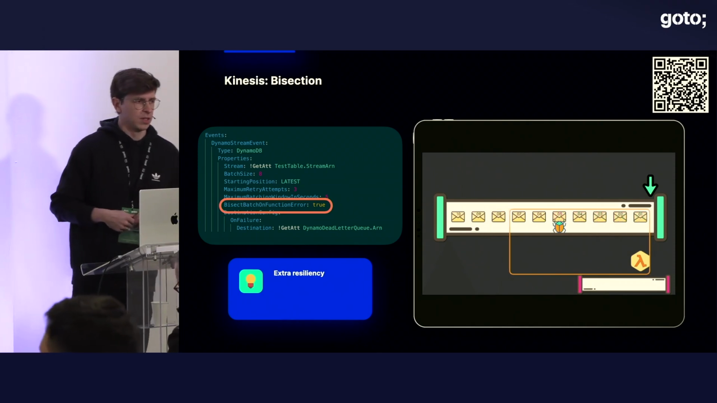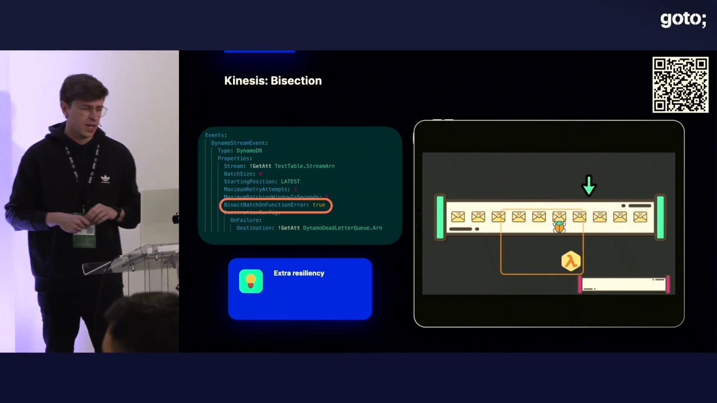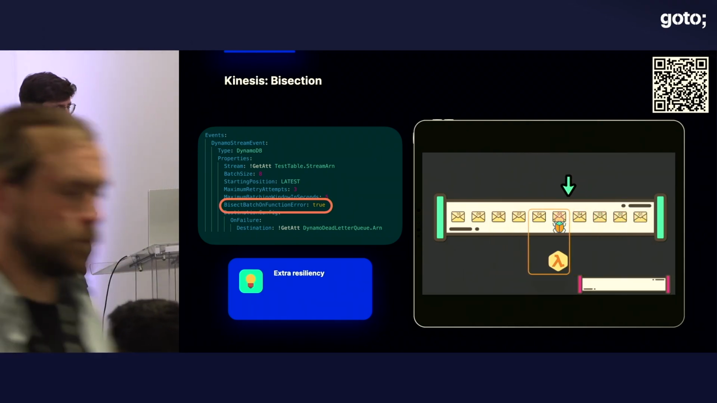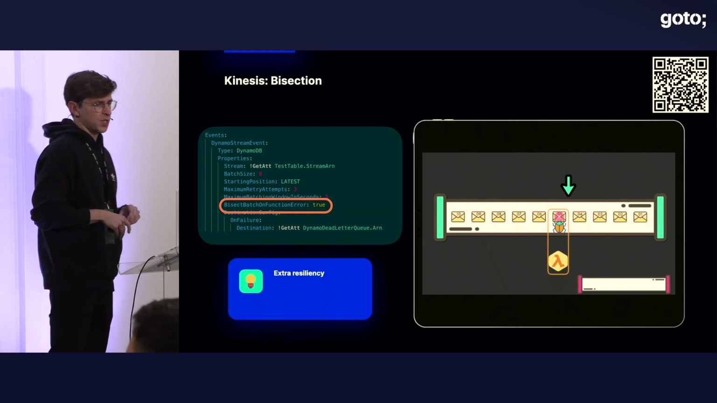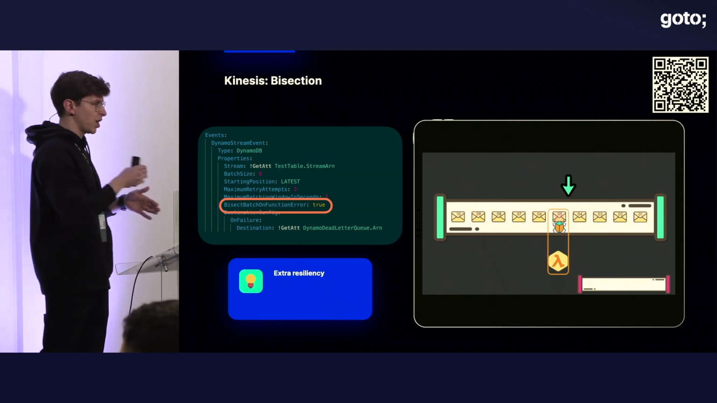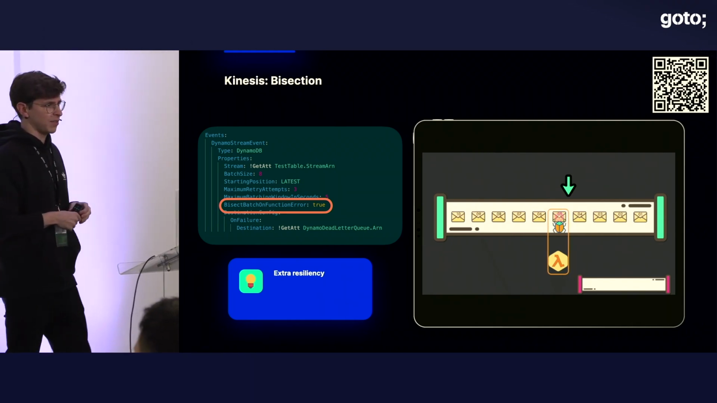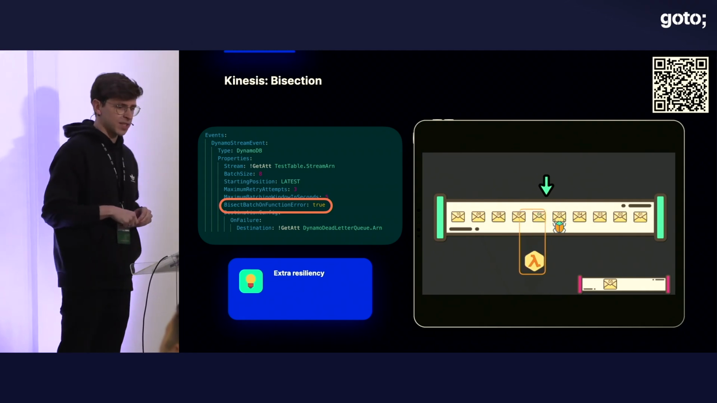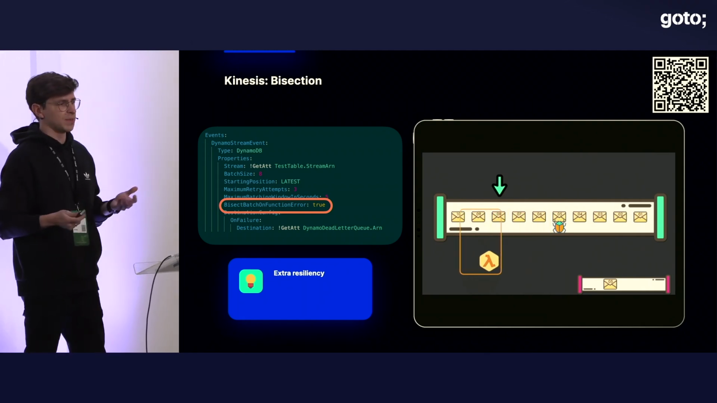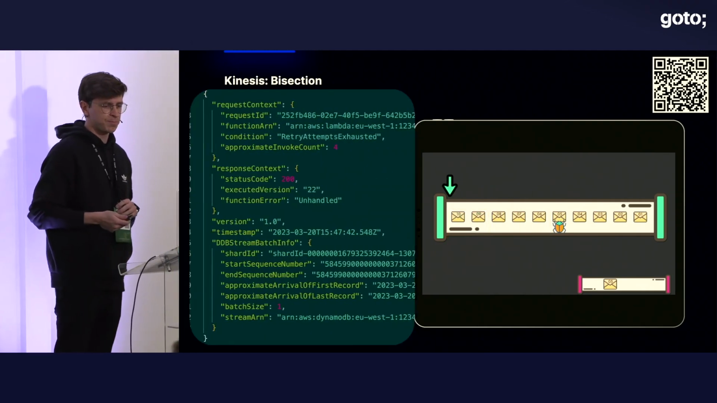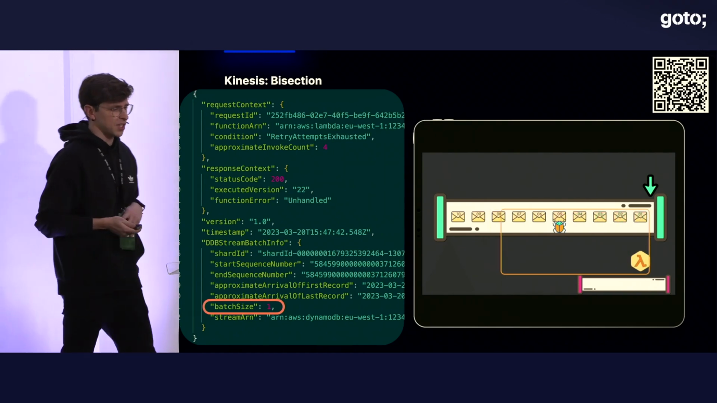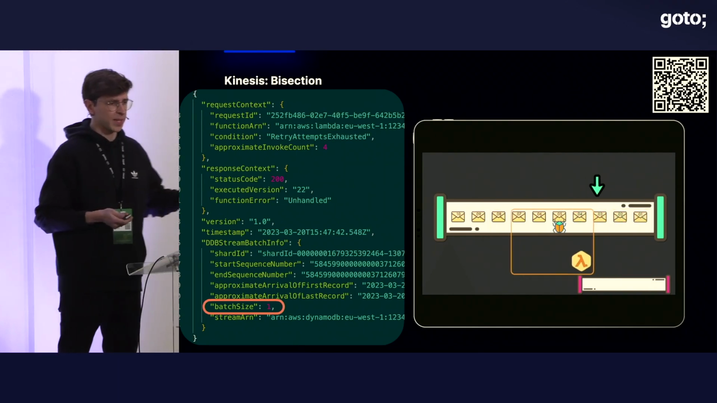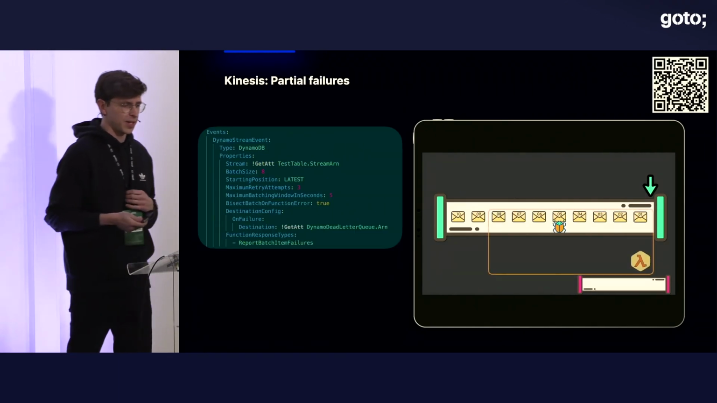What we can do with a single Boolean is add the bisection. It means that on failure, we are splitting our batch in half and trying to process again, but we don't have to implement that ourselves like with SQS, it's given to us by the event source mapping. And since it will be splitting down to one item, we'll have batch size 1 in case of the failure.